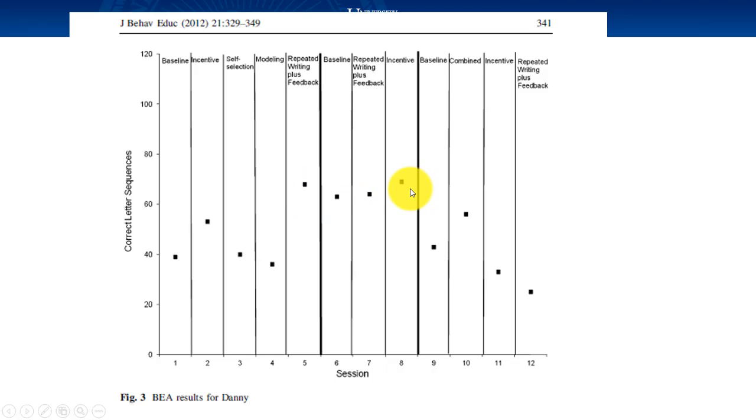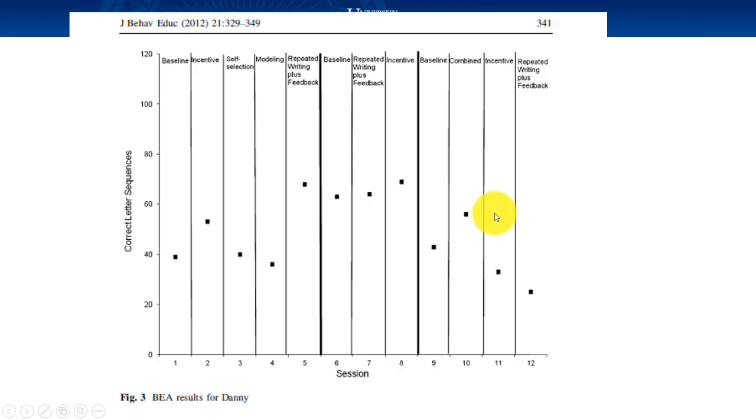So we need to do a new phase of the BEA in which we reassess baseline, and the baseline dropped this time. Then we combine the two highest things, which was repeated writing plus feedback plus incentive this time. And then we implement the two individual interventions, but in a reversed order from before, which actually is the original order. So incentive, repeated writing, incentive, repeated writing. And this time, now we see that the combined intervention was the most effective.